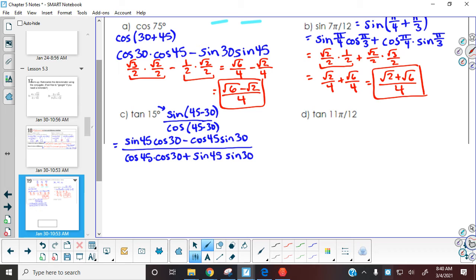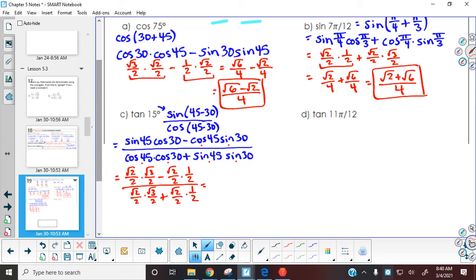from our unit circle. So sine of 45 is root 2 over 2. Cosine of 30 is root 3 over 2. Minus cosine 45, so I'm just here next, root 2 over 2. Now I'm here, times 1/2. All over, and now I'm going across the bottom. So cosine root 2 over 2, cosine 30 is going to be root 3 over 2, and plus sine 45, root 2 over 2, sine 30 is going to give us 1/2.